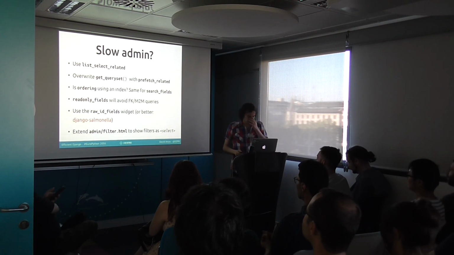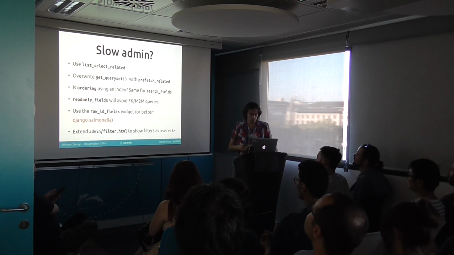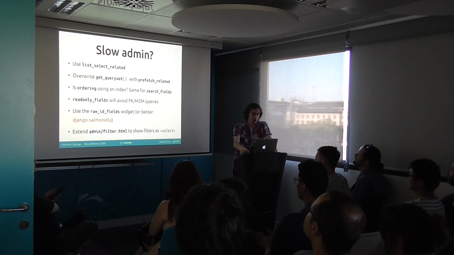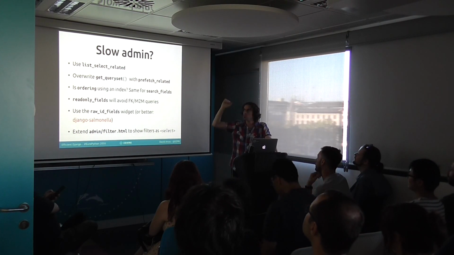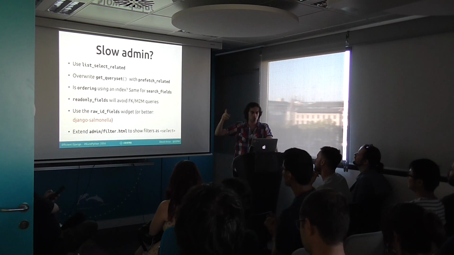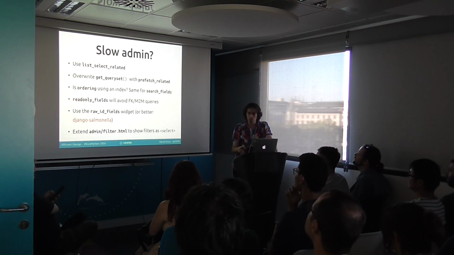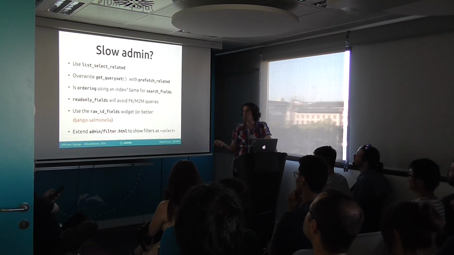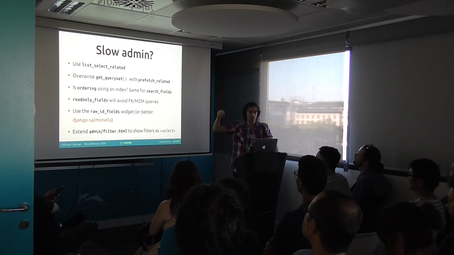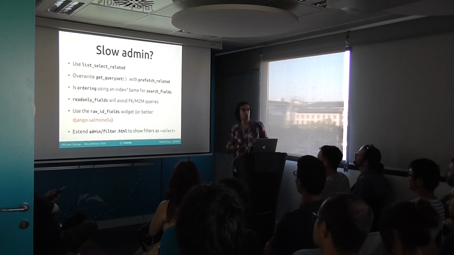And last tip, in the admin, in the list view, you have all the filters at your right, so you can filter by foreign keys, by choice fields, whatever. And you can extend this template. This is the HTML template, so instead of doing a list, a UL with all the possibilities, all the objects, you can implement it as a select HTML field. So you just click, and then you can see all the options.